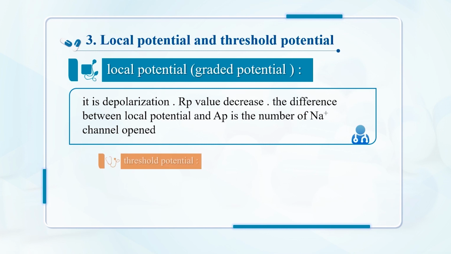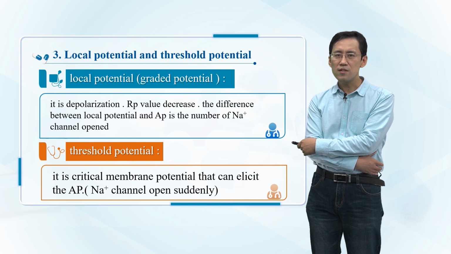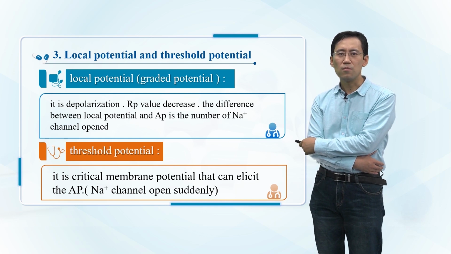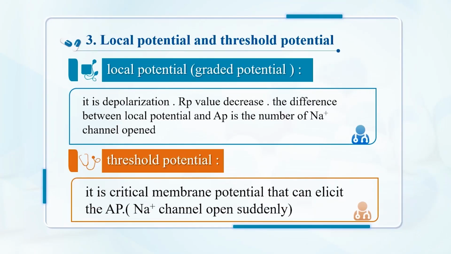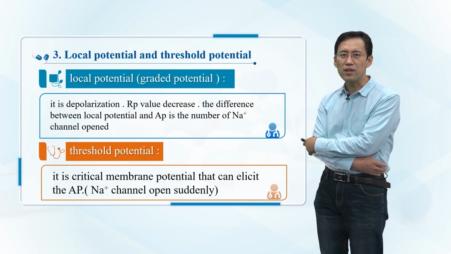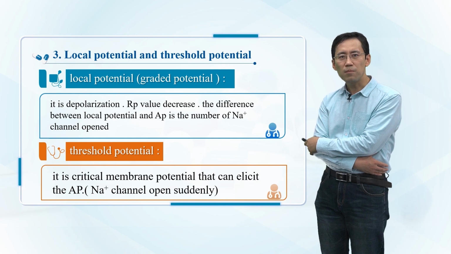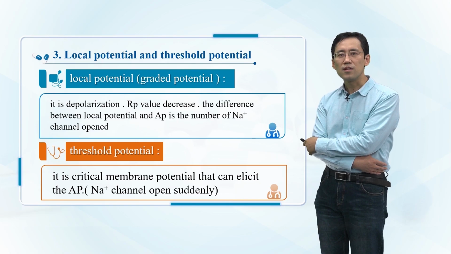Now let's move to the local potential and the threshold potential. We know that when a stimulus reaches the threshold potential to trigger the depolarization, there is a local potential and then it reaches the threshold potential. The local potential, also called graded potential, is a kind of depolarization. The resting potential value decreased, that means the absolute value decreased.